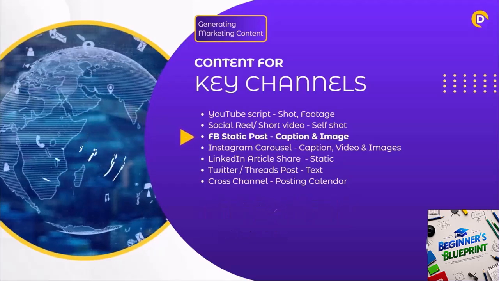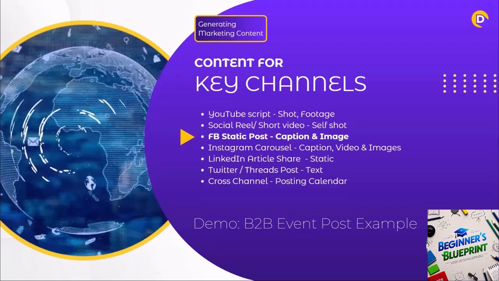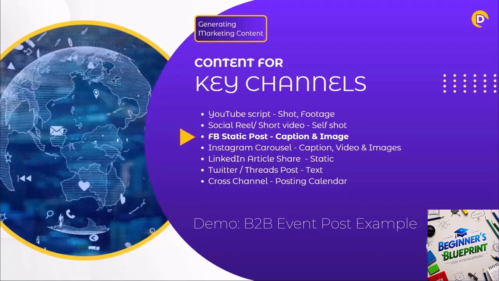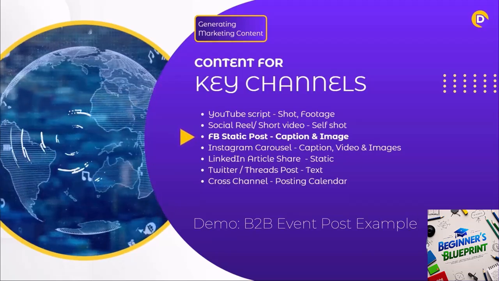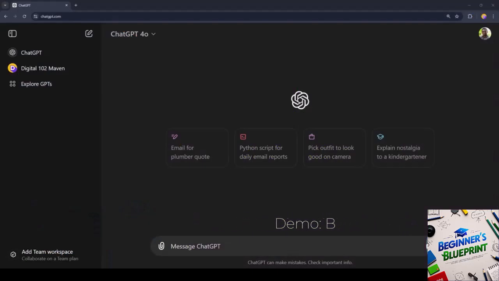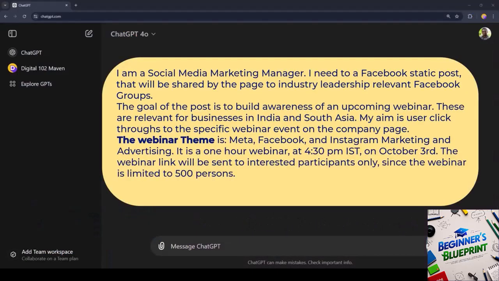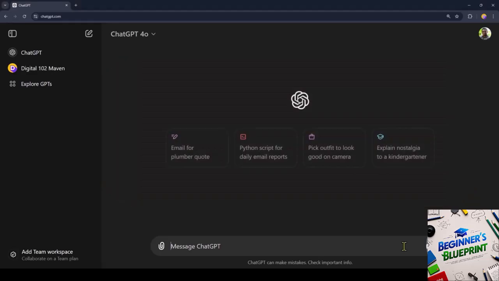For this demonstration, I'll look at a B2B example, specifically for a page post that is intended to be shared to various groups. As always, the first portion of the prompt is who you are and what you want to achieve. In this scenario, it's a webinar announcement themed Meta, Facebook, and Instagram marketing and advertising. Let me put this part into ChatGPT and continue.